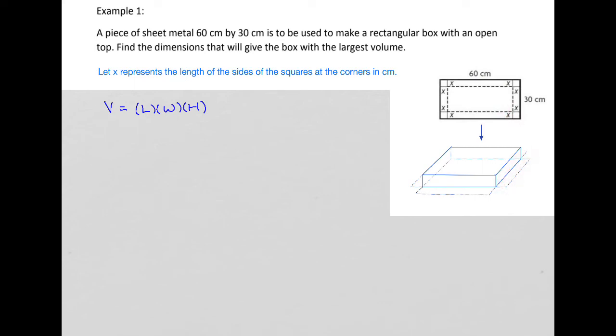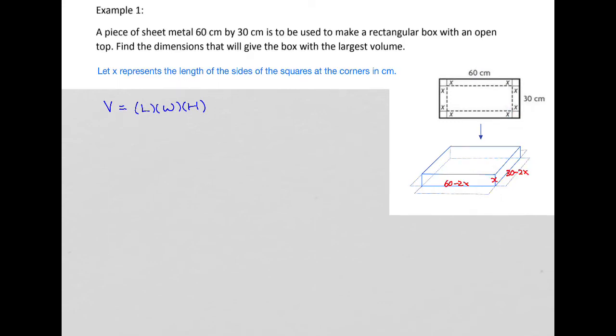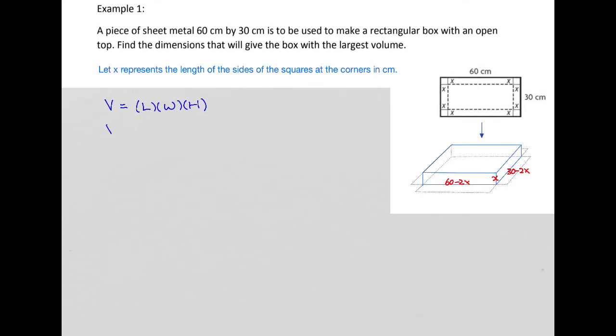And because the side length of the square is actually x, when we fold it, the x becomes the height of the box. So the height is x. So now we can replace the 3 different variables in the domain with 1 single variable.